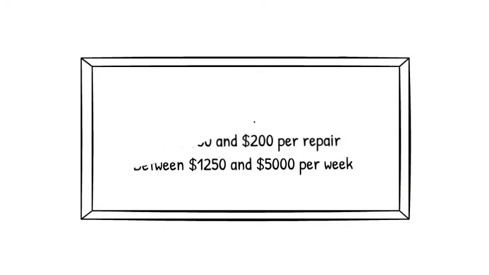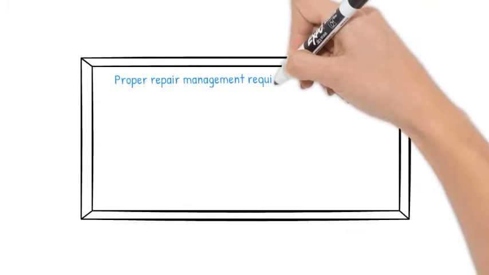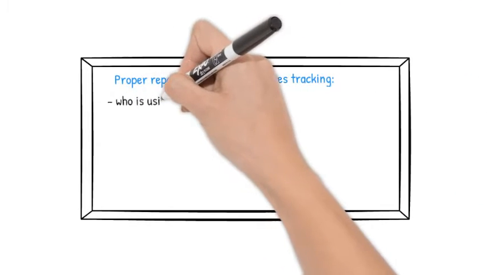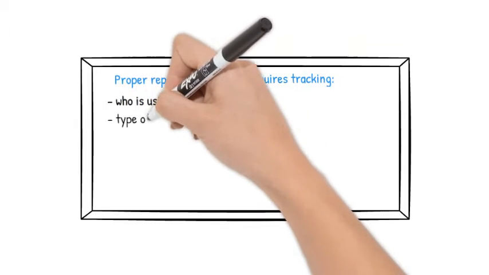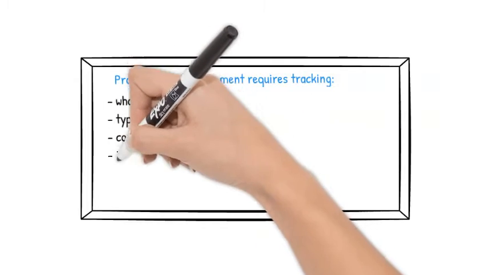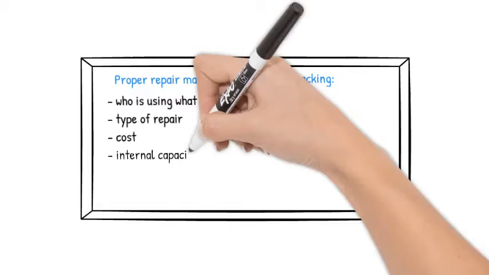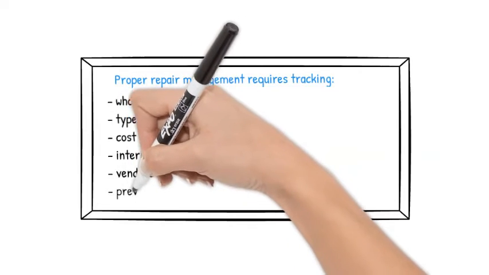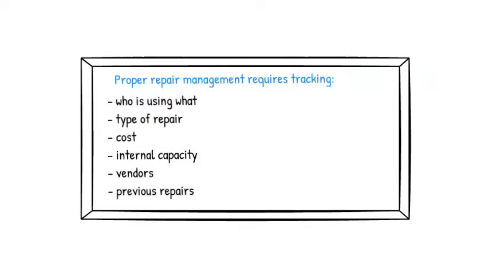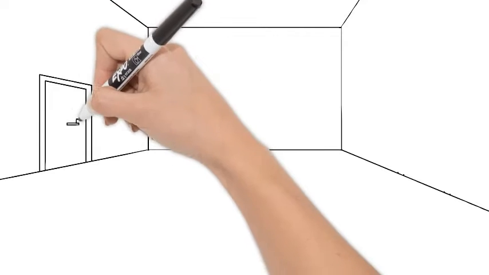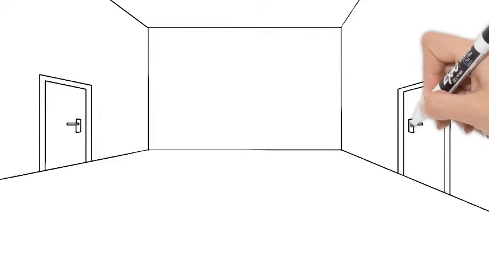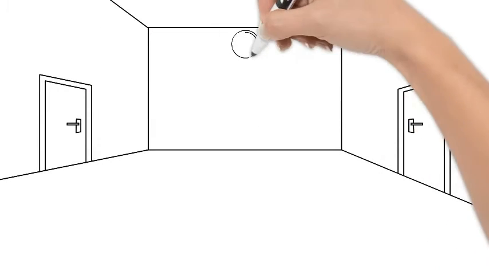And at that rate, it would be silly not to track them. You need to track who is using that specific Chromebook, the type of repair, how much it costs, if you can fix it internally, the vendors you deal with, and previous damages. Managing repairs can get very complex. So let's go through all these things you need to track and why.